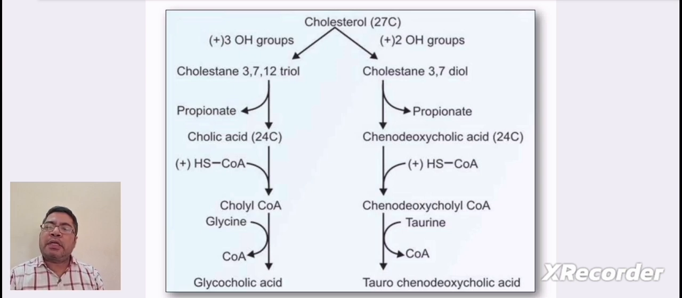First is plus 3 OH groups, which is converted into cholesterol 3,7,12-triol, then cholic acid, then cholyl CoA, then glycocholic acid. On the other hand, it has plus 2 OH groups, which includes cholesterol 3,7-diol, then chenodeoxycholic acid, then chenodeoxycholyl CoA, and finally taurochenodeoxycholic acid.